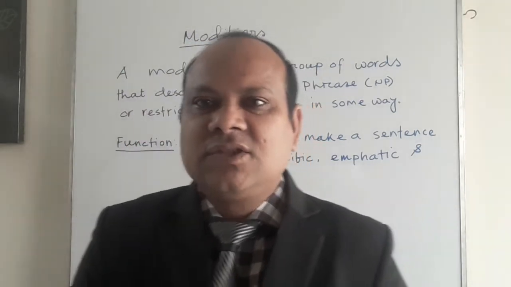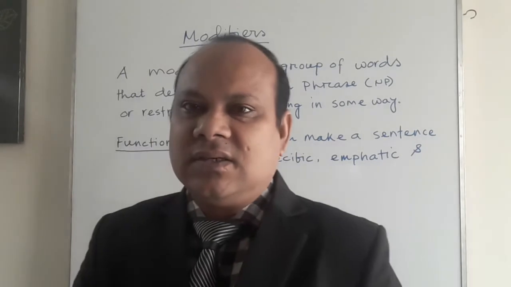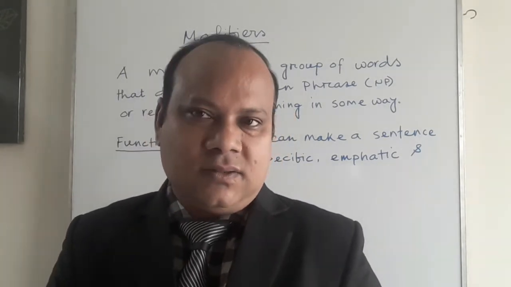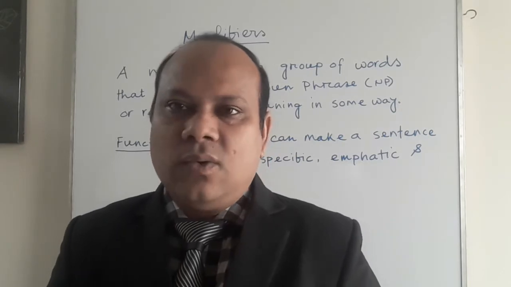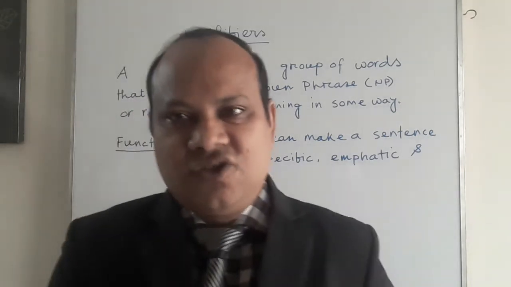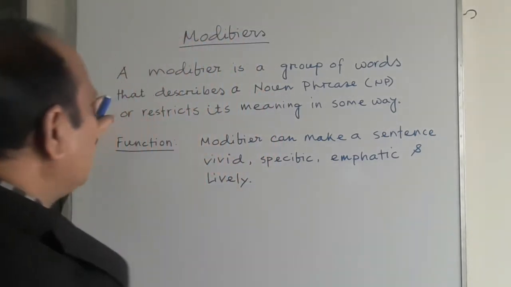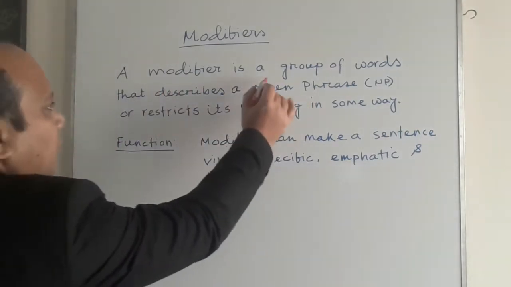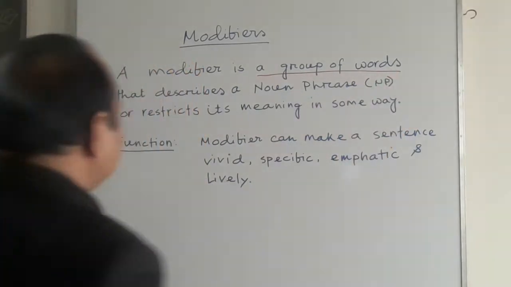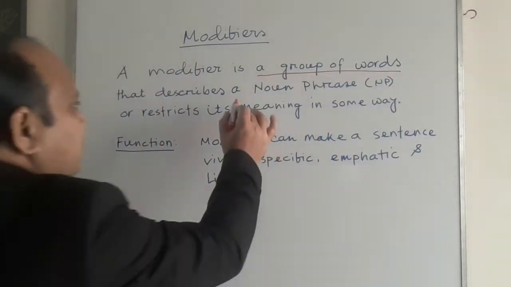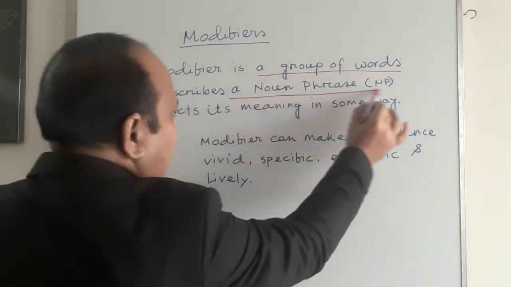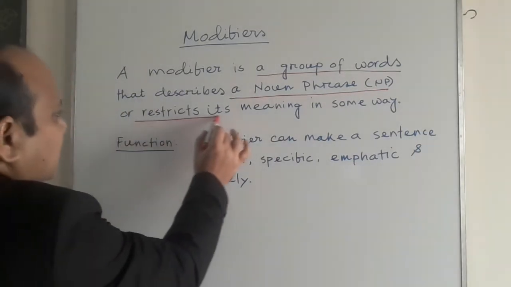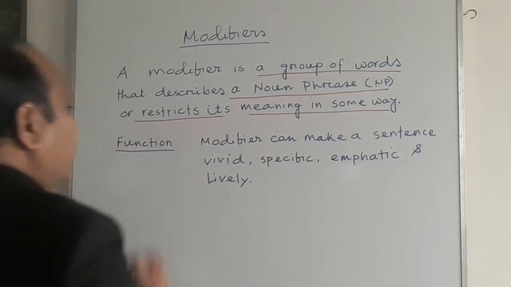My dear students, first of all, we want to consider the definition as well as the functions of modifiers. And for this, look at the whiteboard. Now, let's get started. So, what is the definition of modifiers? You know, a modifier is a group of words that describes a noun phrase. Basically, it describes a noun phrase, or it restricts its meaning in some way.